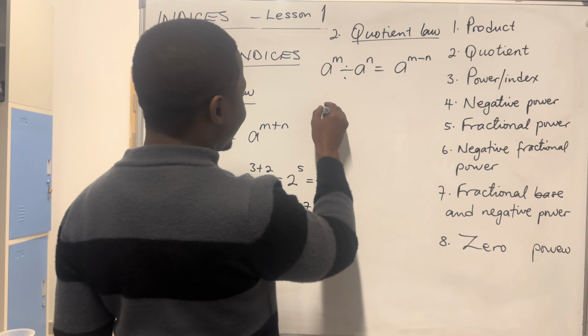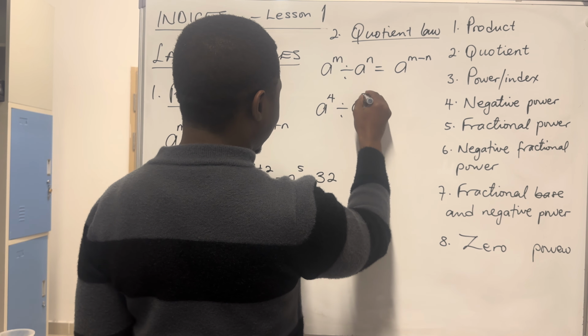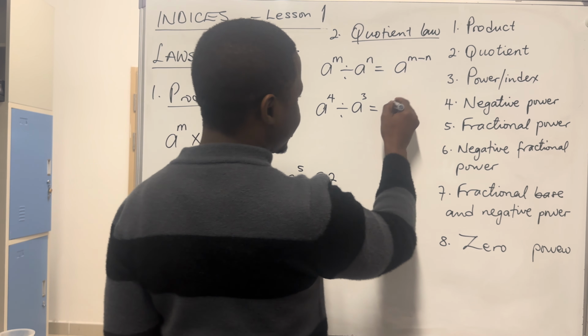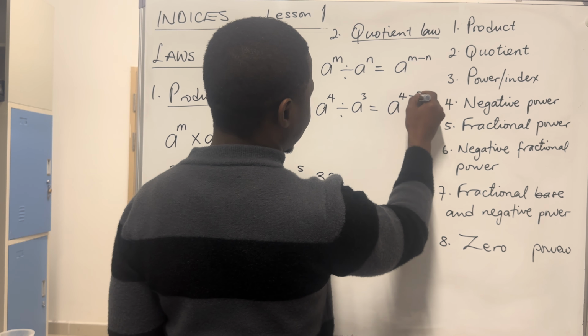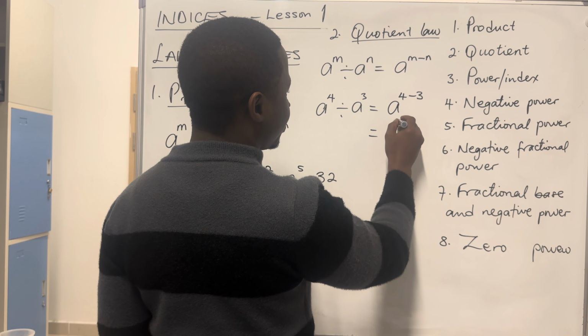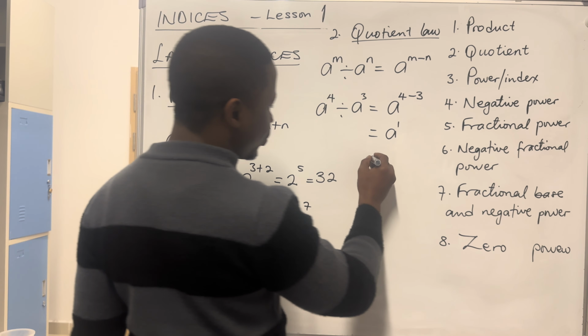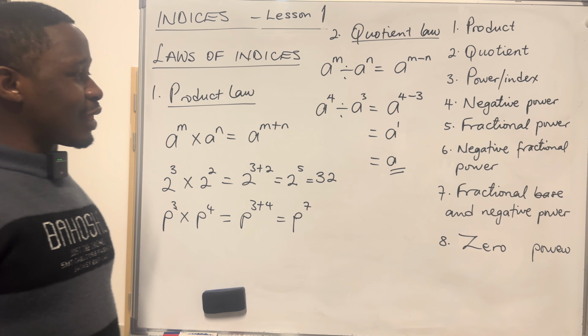So what if we have a to the power 4 divided by a to the power 3? Well, the bases are the same. We take 1. Because of division, we subtract 4 minus 3. So this will give us a to the power 1. When the value has a power of 1, we neglect the power. We ignore it. So this is a.